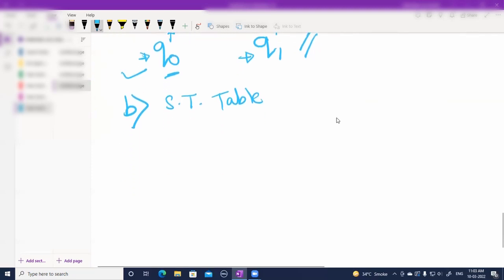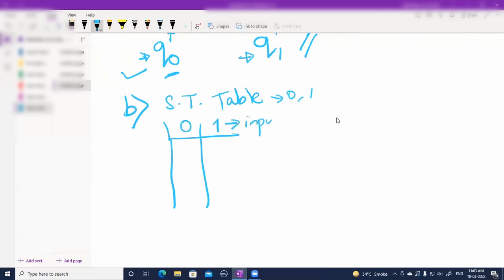For the state transition table, we are going to draw rows and columns. As we are having two bits, that is a binary number system, 0 and 1, here we will consider 0 and 1. That means here we are writing inputs. And here we are going to write states.